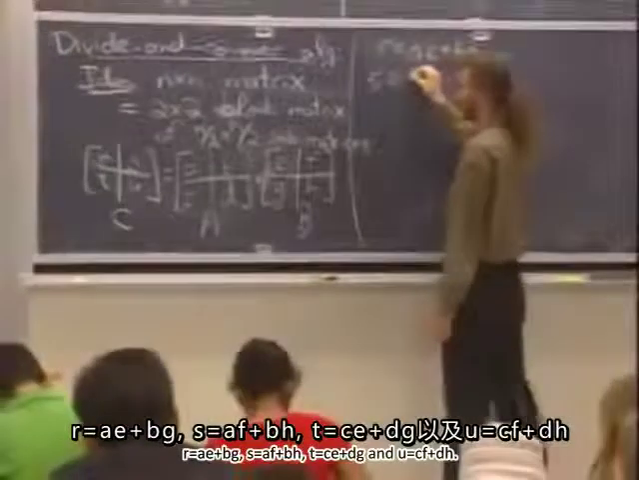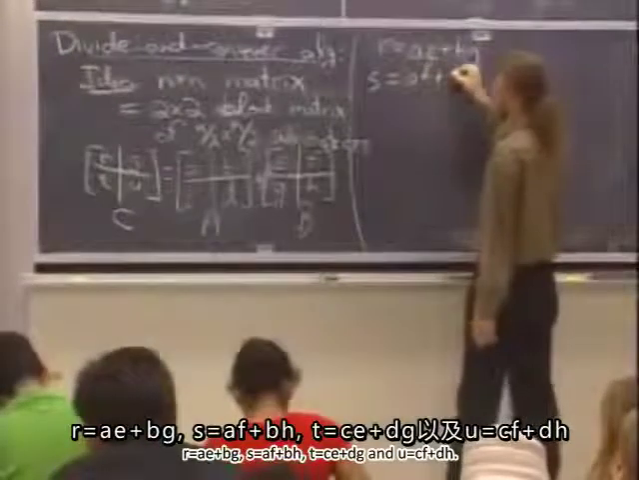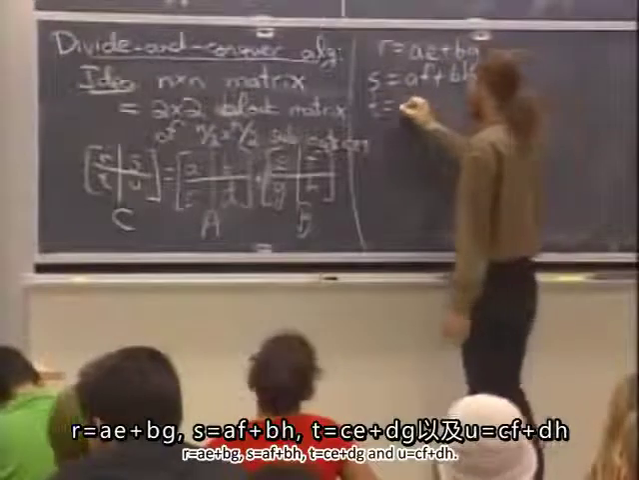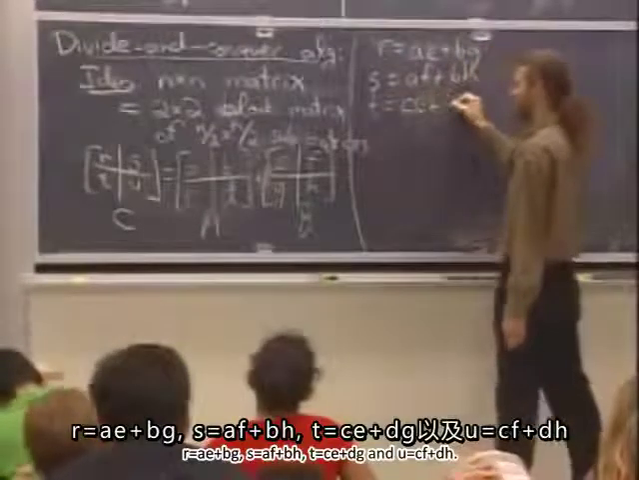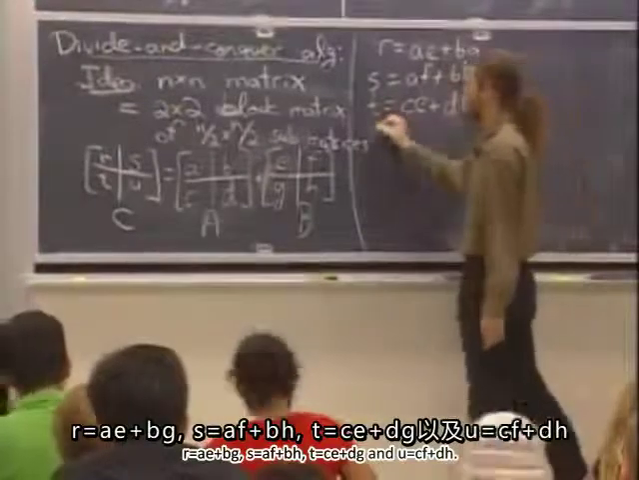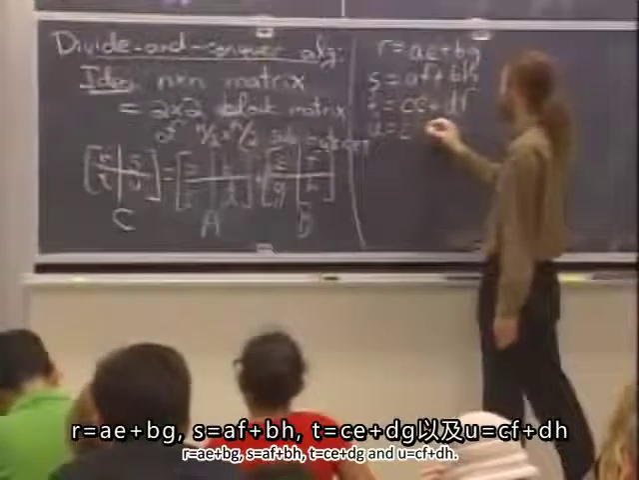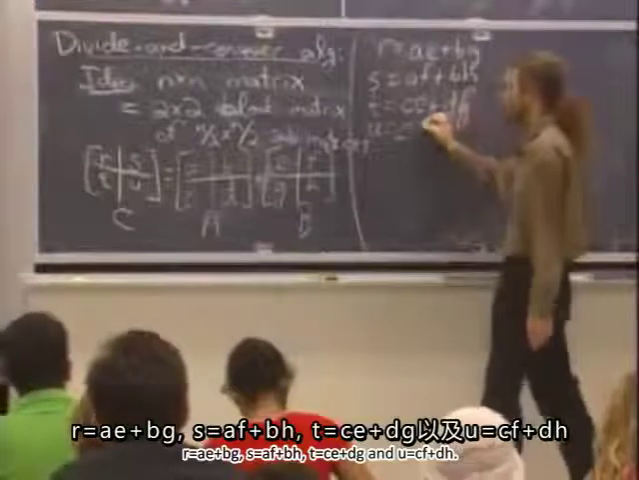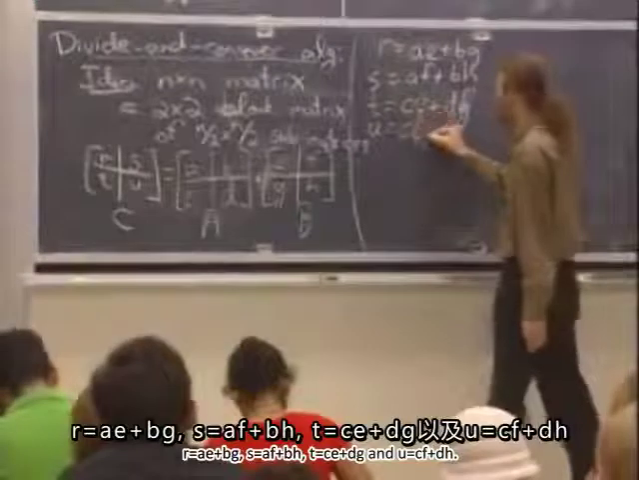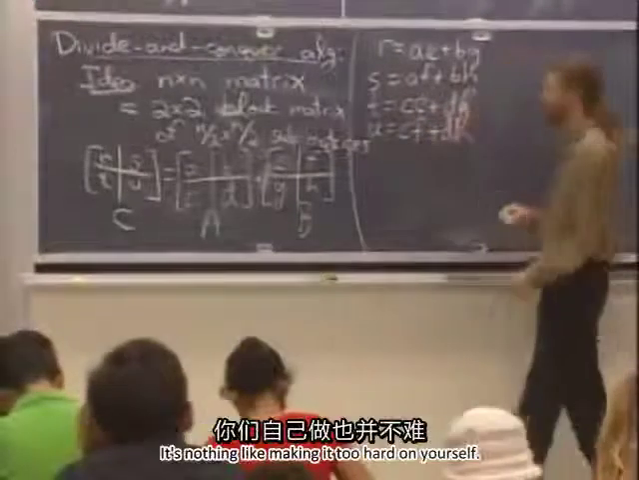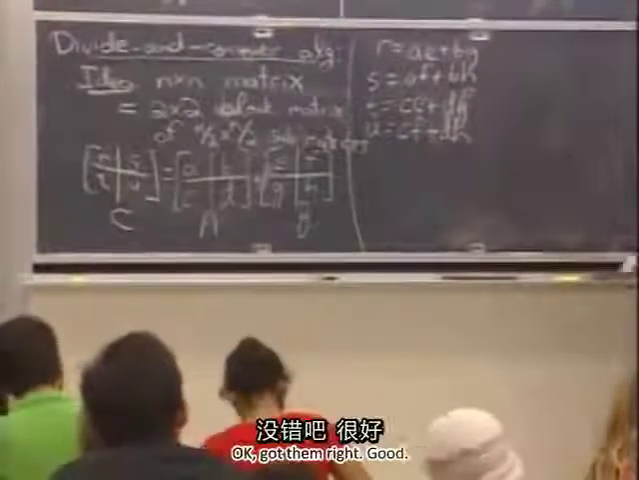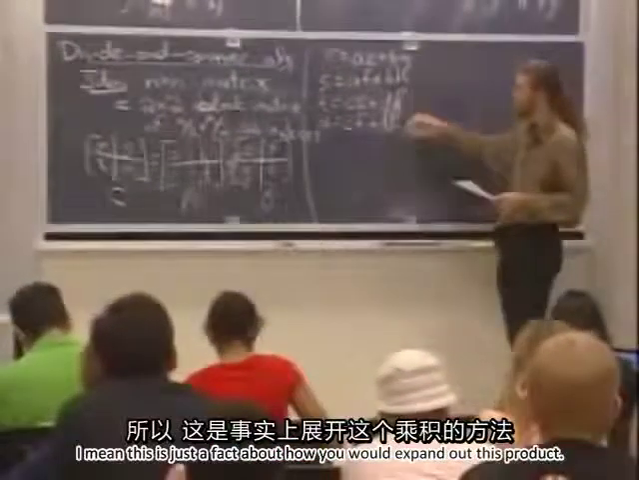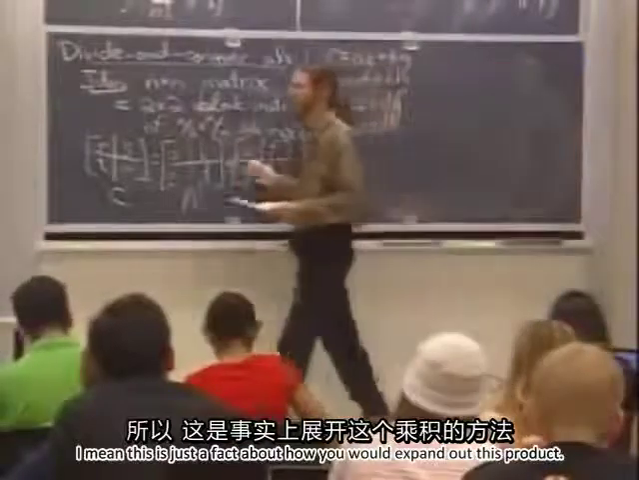S is AF plus BH. T is CE plus DF. And U is DG. Thank you. Is CF plus DH. It's nothing like making it too hard on yourself. Okay, got them right? Good. So this is just a fact about how you would expand out this product.